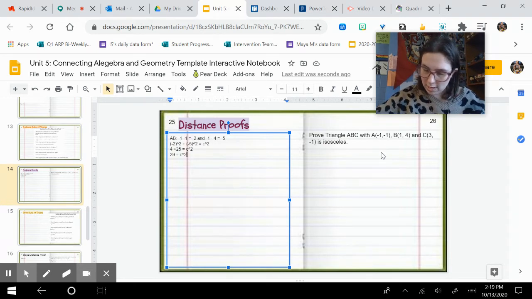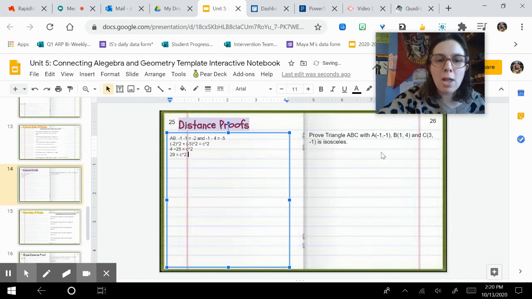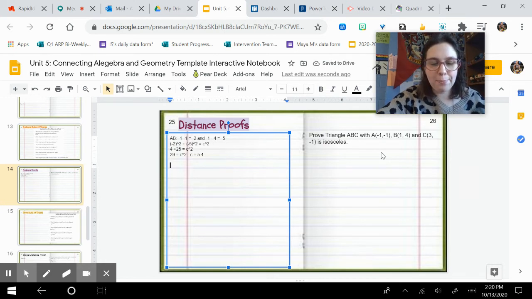So let me get my calculator. The square root of 29 is about 5.4, I'm going to round it. So c equals 5.4. That's the length from A to B. Now let's do B to C. 1 minus 3 is -2, and 4 minus -1 is 5. We can already tell this is going to be the same length because the negatives don't matter. So we already know this is going to work out the same.